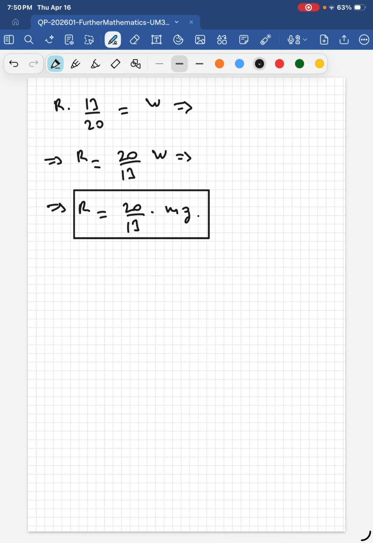Now, for the centripetal motion, we have F. So let's write it centripetal motion.